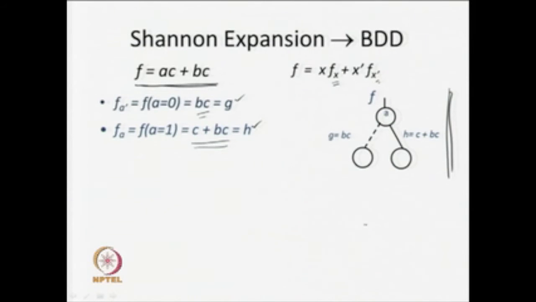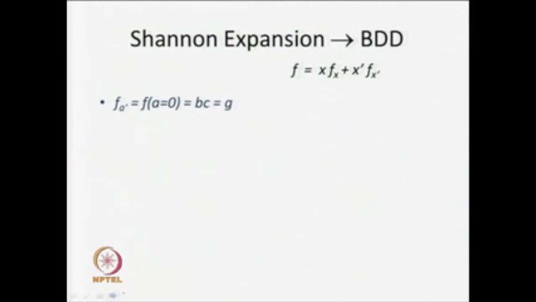Now, what do we have to do next? Either we take the decision on B or the decision on C. If I take the decision on B, then I label these two nodes with B. In this case, I again apply the Shannon expansion for the function G or the function H. This way we can construct our BDD also.